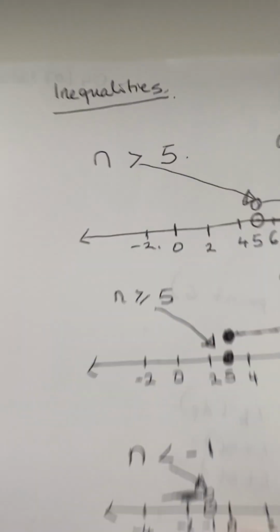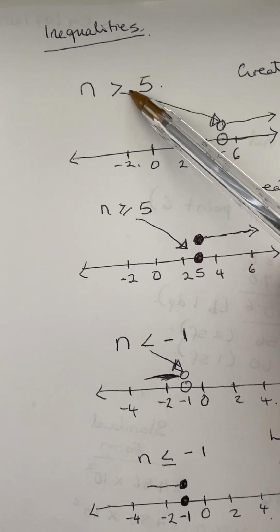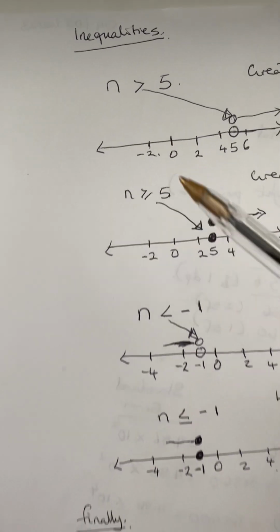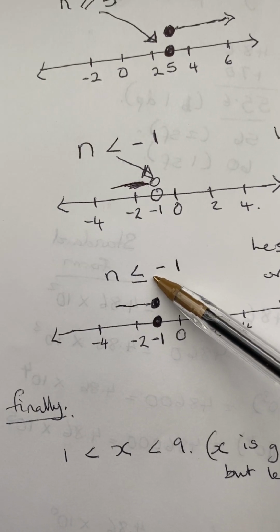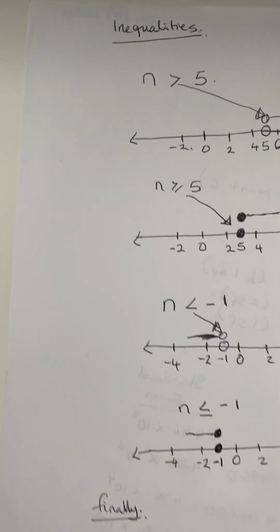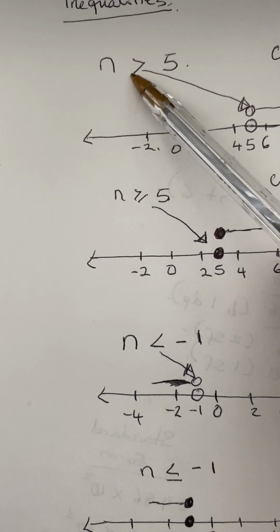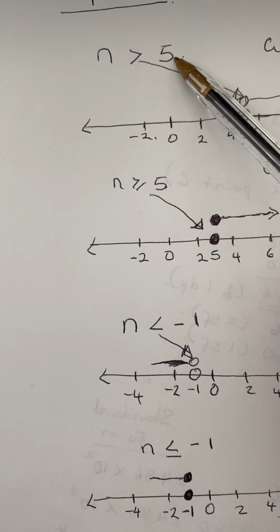Now, we want to look at inequalities. So greater than or equal to, less than or equal to. How do we represent it on the number line? Okay, so now this is the number n is greater than 5.